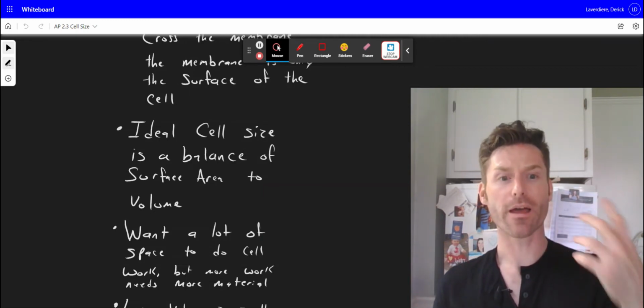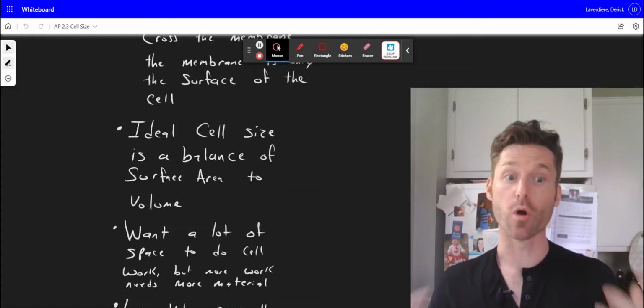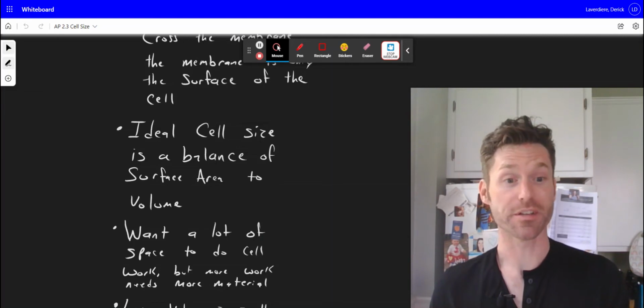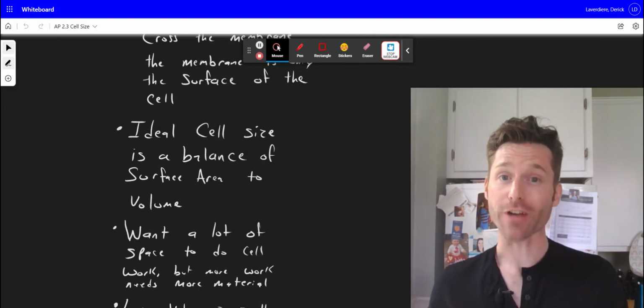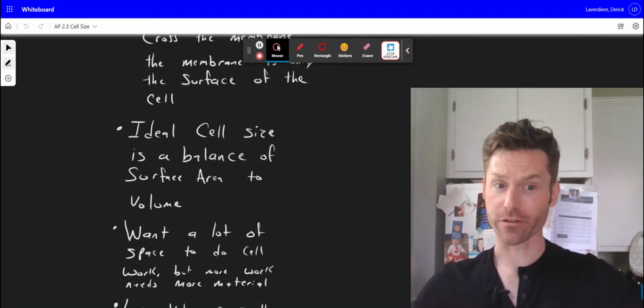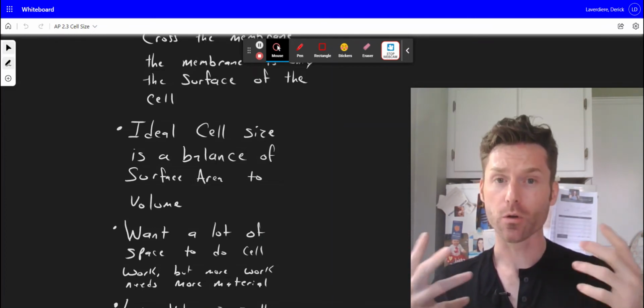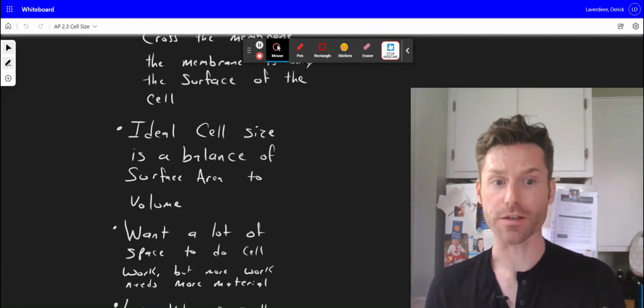Okay? However, the issue arises that the larger the cell is and the more work it can do, the more materials it needs and the more trash that it is making. Right? And so it needs to get the materials in and it needs to get the trash out. Right? And in order to do so, that stuff has to go across the surface of that cell.